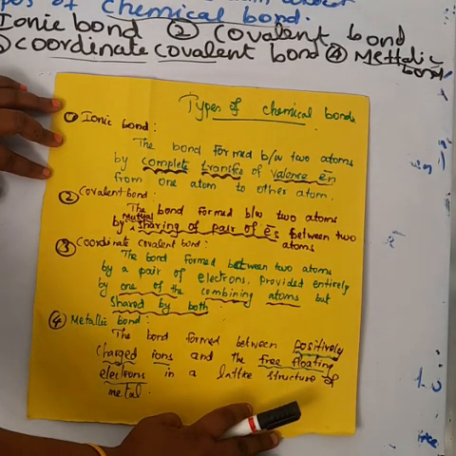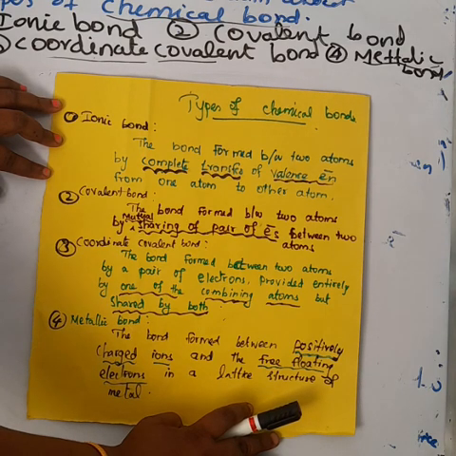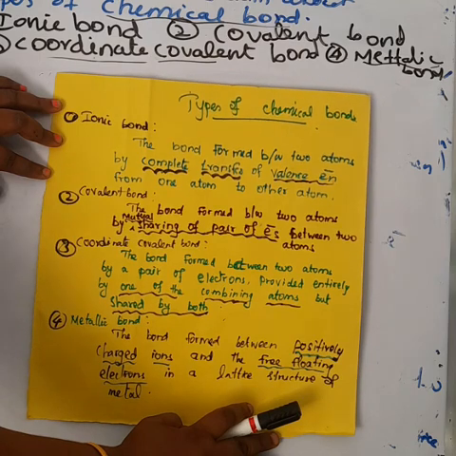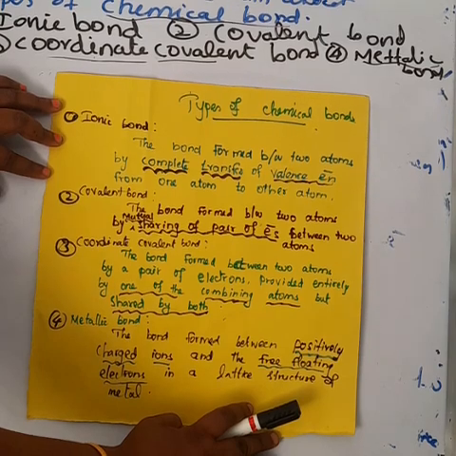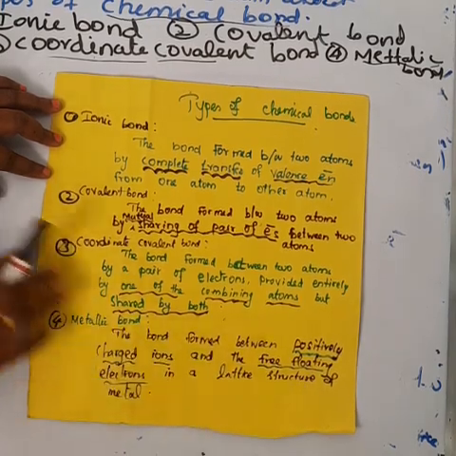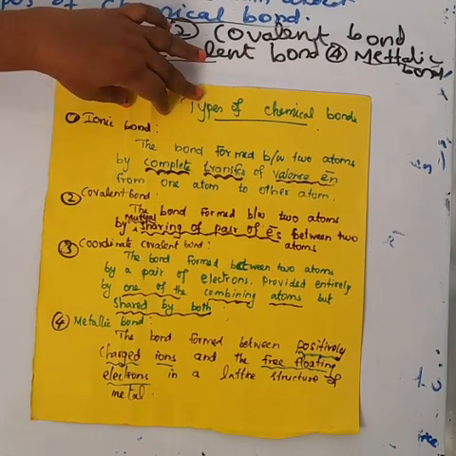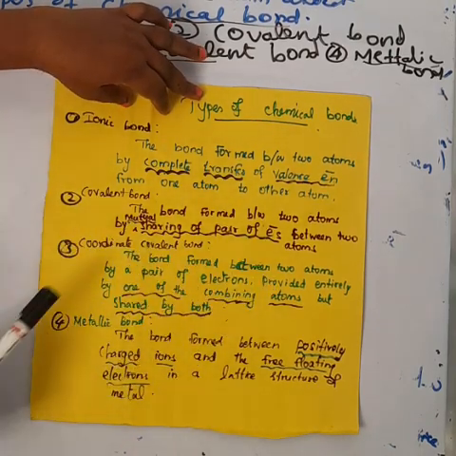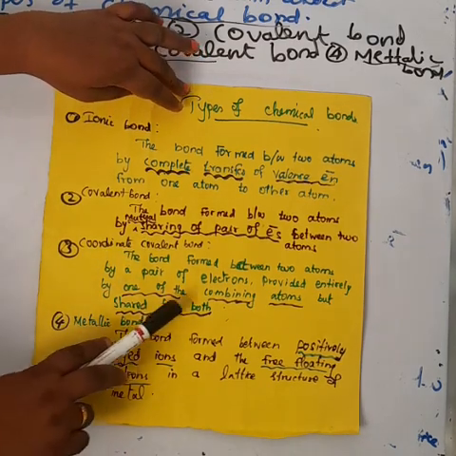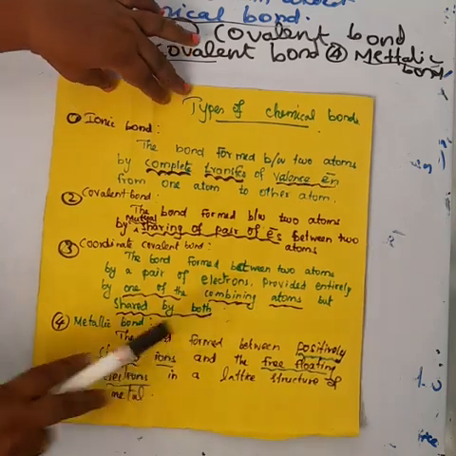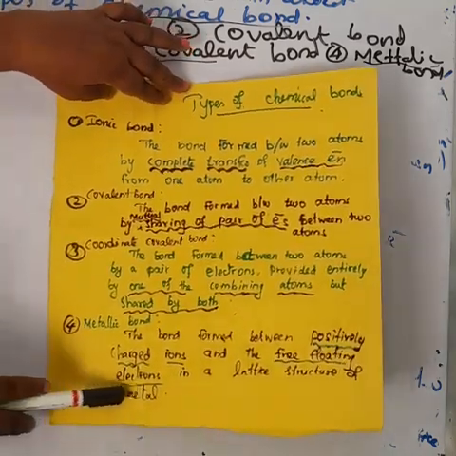Understood? Then coordinate covalent bond. What do you mean by coordinate covalent bond? The bond formed between two atoms by the pair of electrons provided entirely by one of the combining atoms but shared by both. Here also the bond is formed between two atoms by sharing, but only one atom shares the pair of electrons with the other atom. Coordinate covalent bonds.